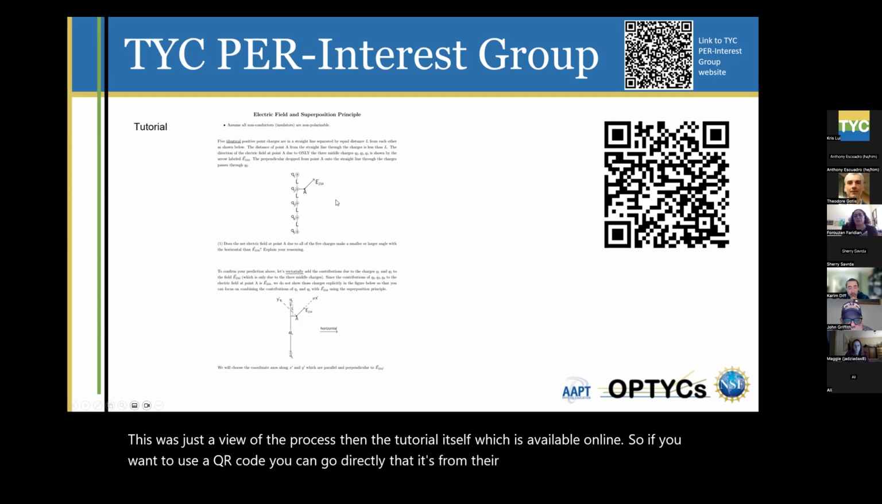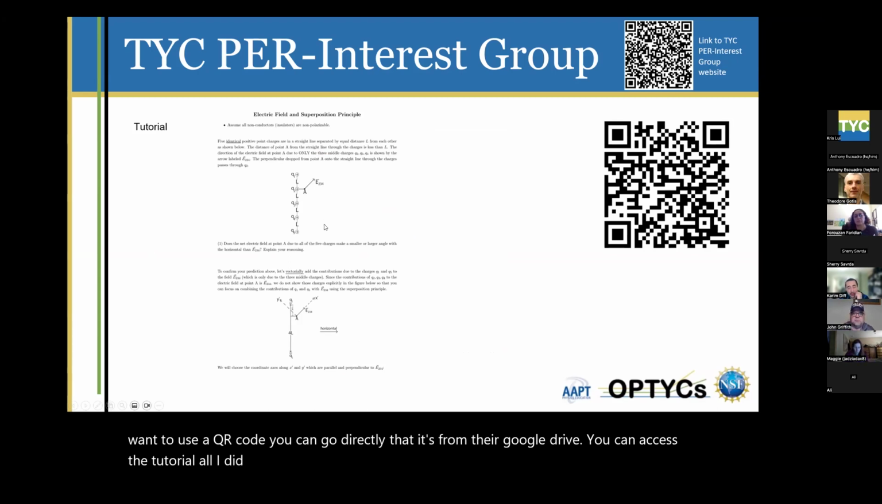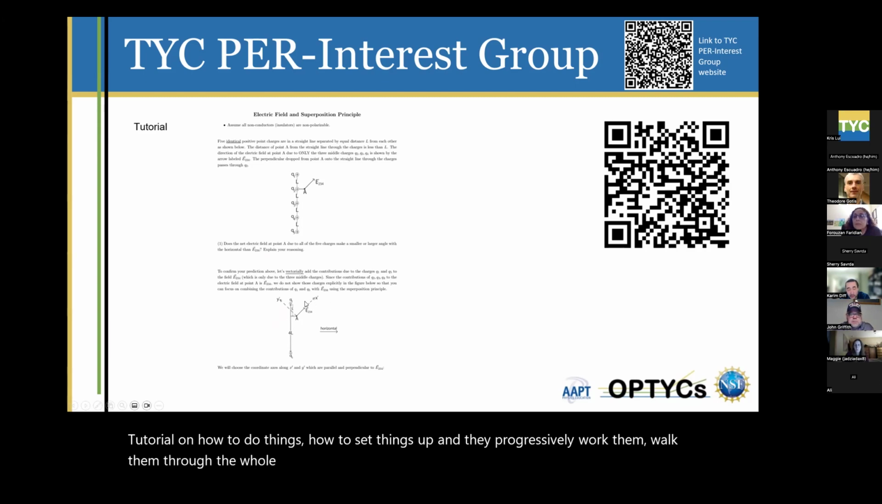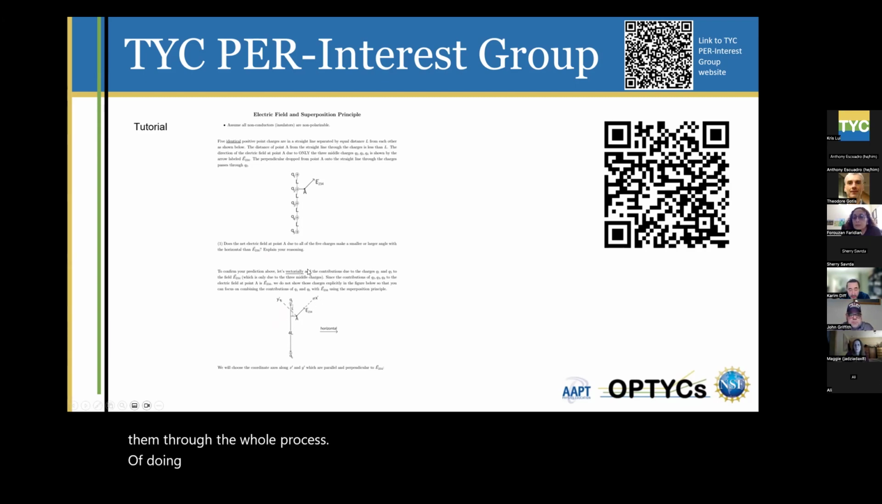You can access the tutorial. All I did here is take a screenshot of one of the pages on the first page. And as you can see, it's a sort of step-by-step tutorial on how to do things, how to set things up, and they progressively walk them through the whole process of doing the integration by going at it in a very methodical way. Okay, and so that's what their idea was.